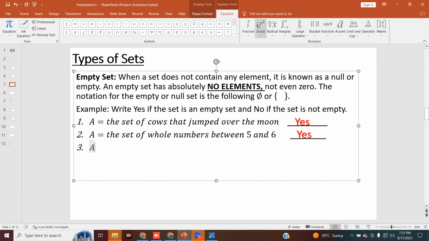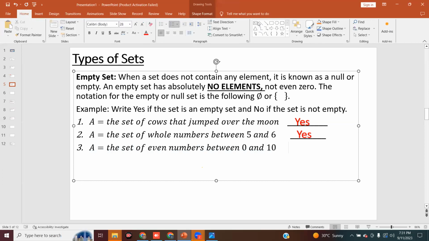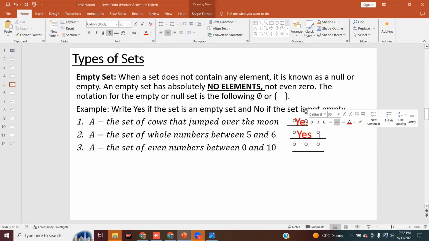Don't take long. All right, so what if I say the set of even numbers between 0 and 10. Now we get a no. Even numbers. Yeah, the set of even numbers between 0 and 10. Is that empty or is that not empty? Nope. It's not empty.